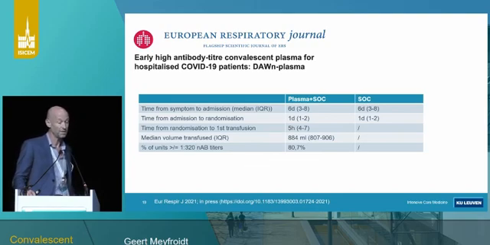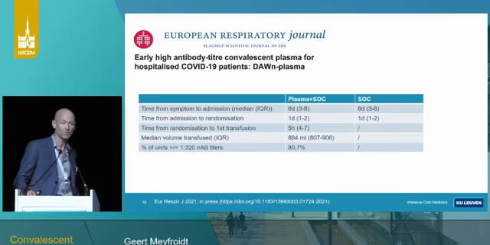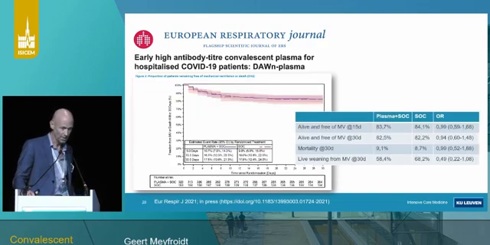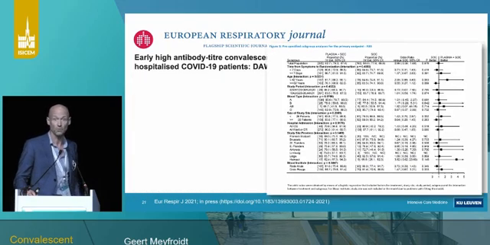We transfused median almost 900 milliliters of plasma, which, as I said, is probably one of the highest doses of any of the studies. And 80% of our units that we transfused had the pre-specified high titer of 1/320. But in spite of that, this study as well has shown no effect on the primary endpoint of proportion of patients alive and free of mechanical ventilation at 15 days. Also at 30 days, there was no effect. There was no effect on mortality or on alive weaning from mechanical ventilation at 30 days. There was also no effect on the secondary outcomes.